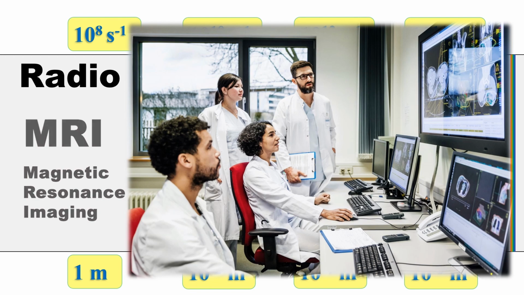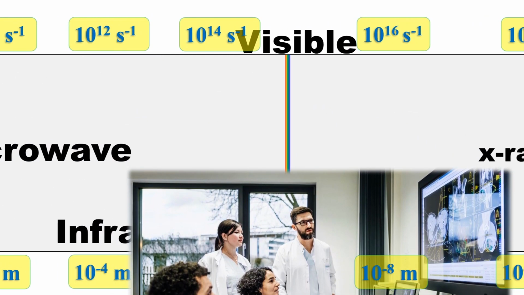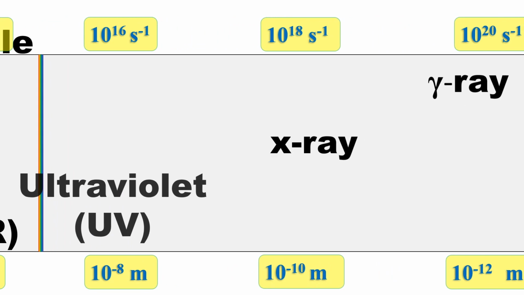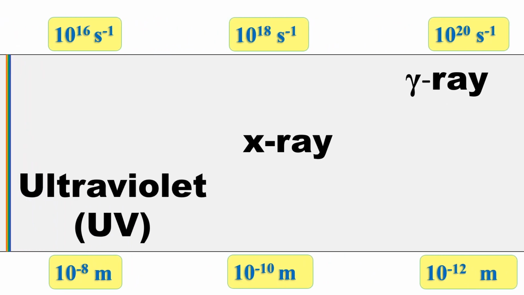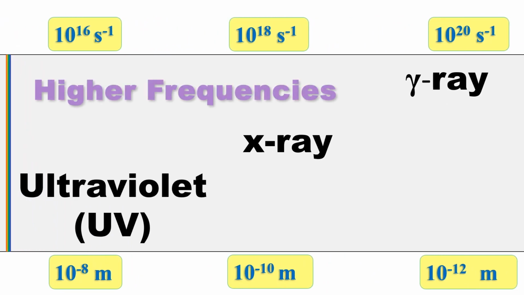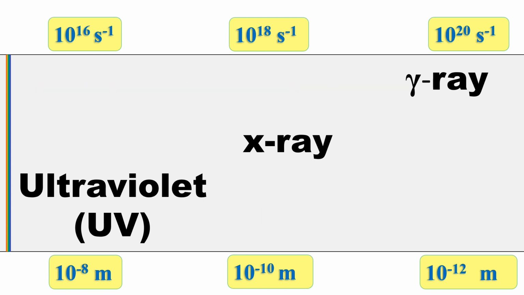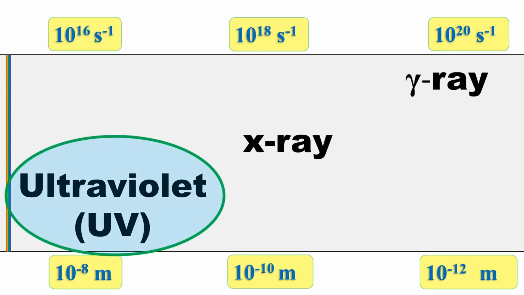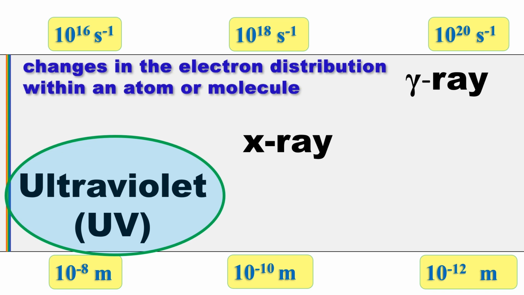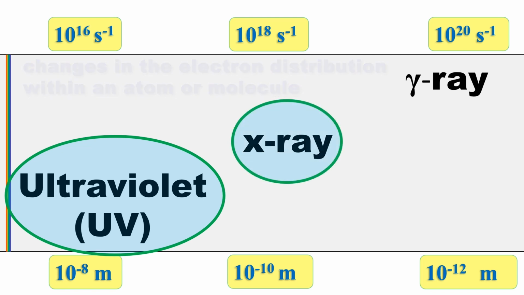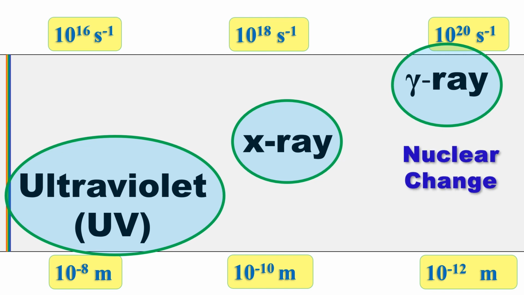Now, let's go to higher frequencies. Higher frequencies mean higher energy of radiation. Ultraviolet, or UV, is associated with the changes in the electron distribution within an atom or molecule, as do X-rays. Gamma rays are very high energy and are associated with nuclear change.